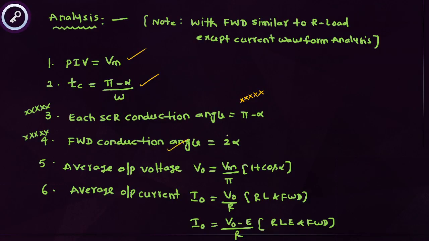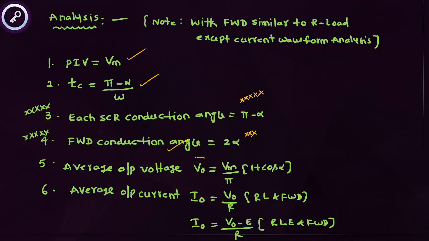What is the freewheeling diode conduction angle? 2 alpha. This is important. In half wave rectifier, freewheeling diode conduction angle is pi plus alpha, students. But in semi-converter and full wave rectifier, the next section that I will discuss is the semi-converter, freewheeling diode conduction angles are 2 alpha.